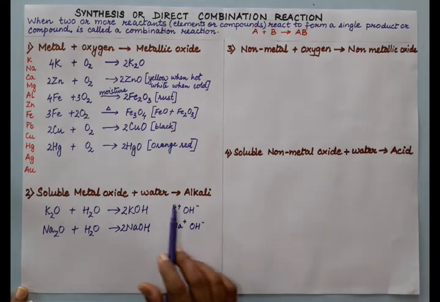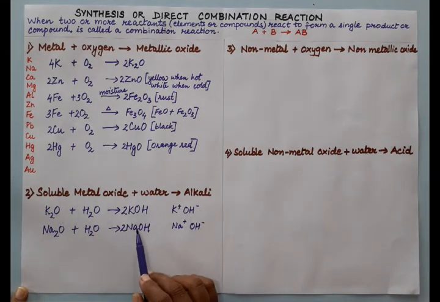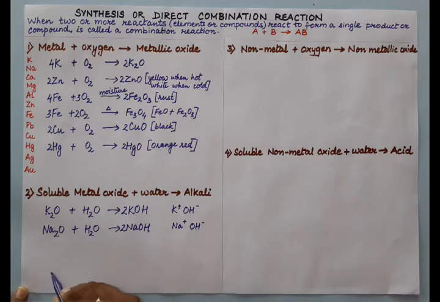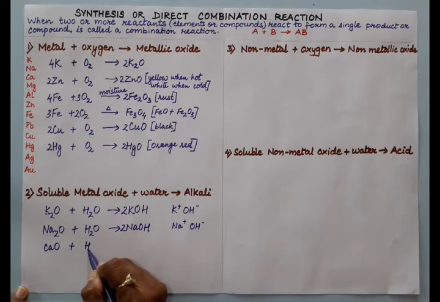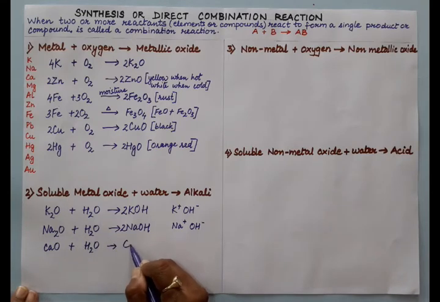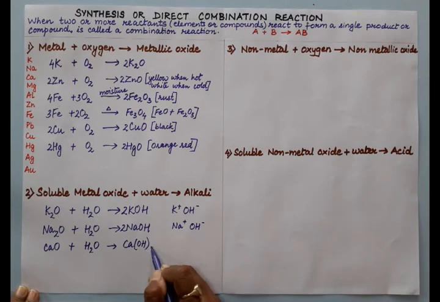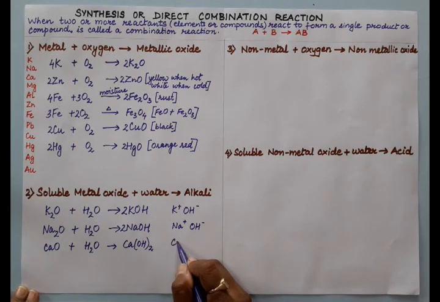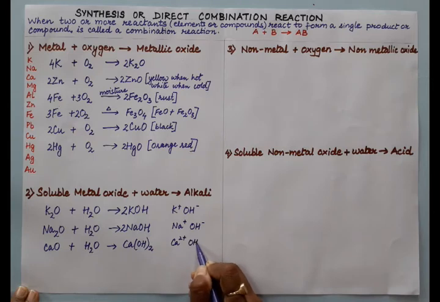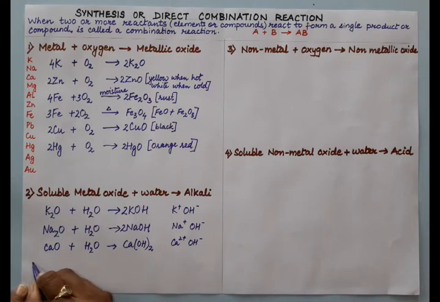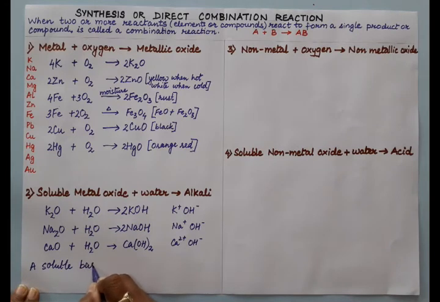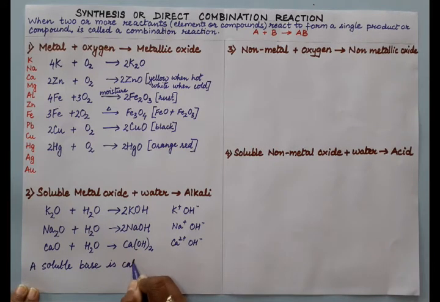In this manner we have formed the formula. So the first step is to remember the rule, the second step is to write the reaction with the help of valency, and the third step is to balance the reaction. So calcium oxide when dissolved in water gives calcium hydroxide. Calcium is 2 plus and OH is 1 minus, so calcium hydroxide. See, oxides of metals are called bases. A soluble base is called alkali.